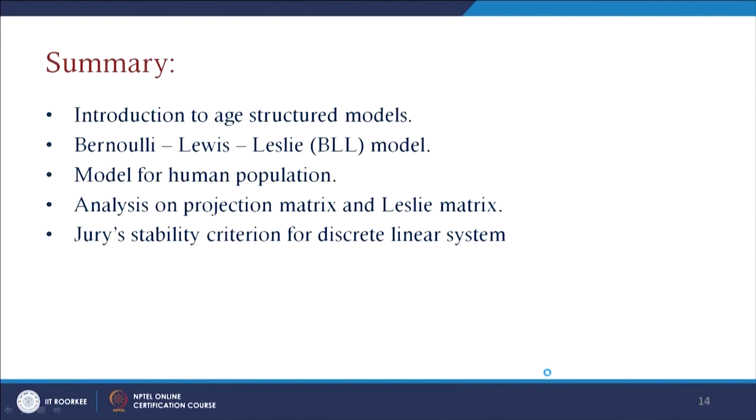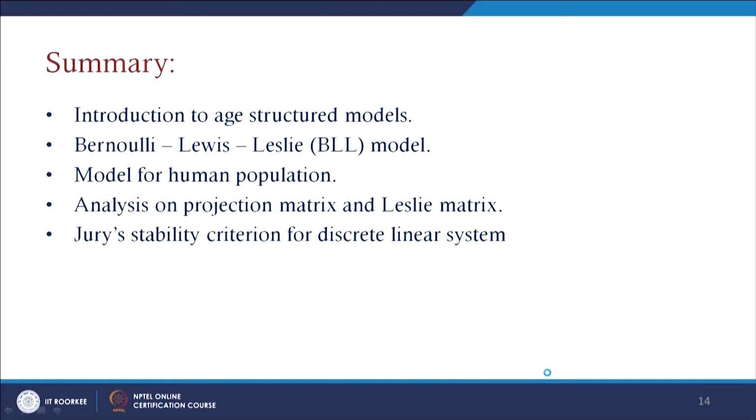So, in this lecture we have discussed age structured models, and for the age structured models we have considered the Bernoulli-Lewis-Leslie model, and how the human population can be considered to represent the Leslie matrix there. Then we have analyzed the projection of this matrix and the Leslie matrix. Then to test the stability we have used Jury's stability criterion for discrete linear systems here.